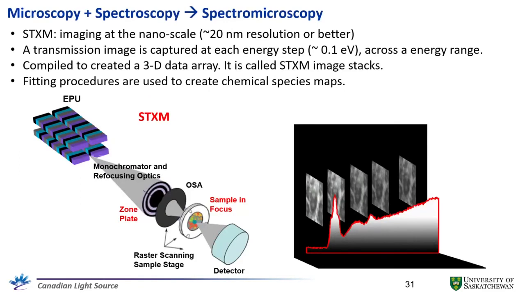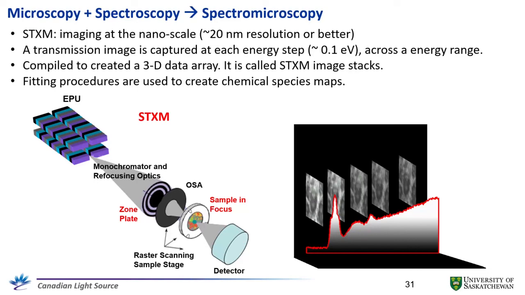Another method combining the microscope with spectroscopy is called a spectral microscope. Here is how it works. The synchrotron light comes in and is monochromatized to a single wavelength. We use a so-called zone plate to focus the beam down to, I think, about 20 nanometers. Yeah, 20 nanometers. Then we can scan the sample with this thin beam.